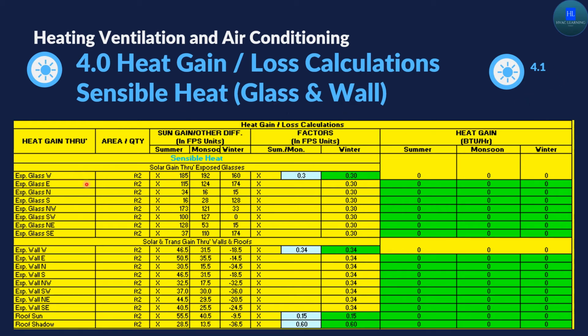It has two sections I have bifurcated into. Once you come to know the heat gain or loss due to the glass based upon the directions, after that we have to consider the wall as well, and the roof, whether it's on the sunny side or on the shadow. Basis considering the factors from the ISHRAE or ASHRAE guidelines, we can calculate the heat gain in BTU per hour for all three seasons. Once we are done with section 4.1, let's see in the next slide from where we are going to get the sensible heat.